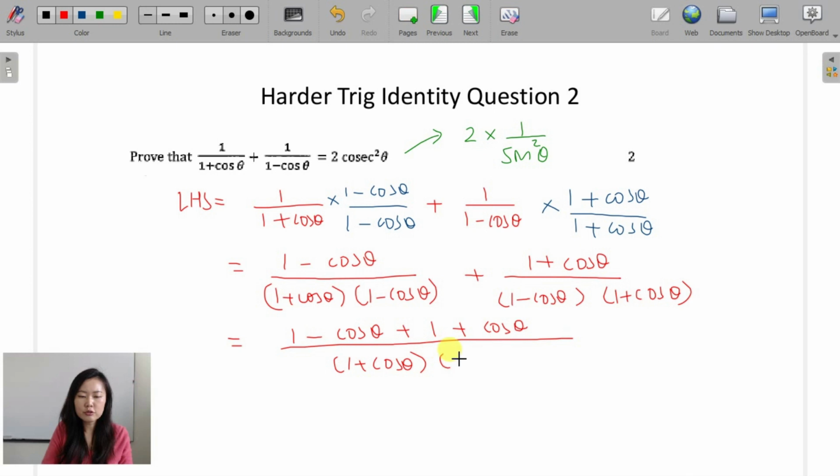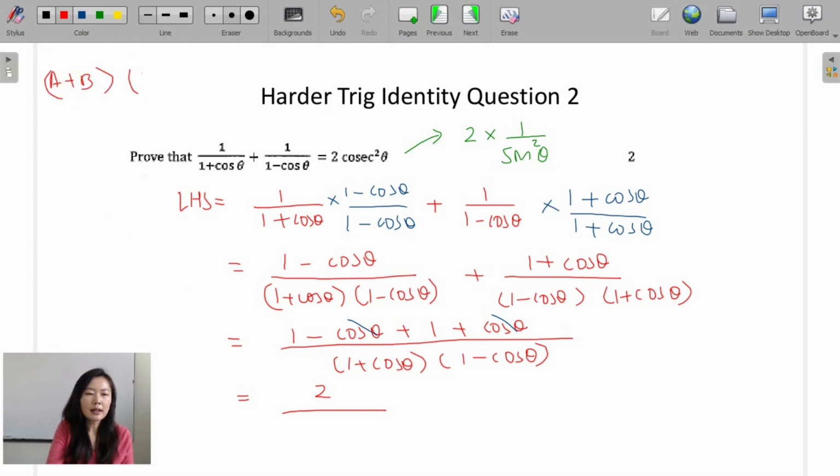I try not to do too many things in one step. Normally, if I was attempting this question, I'd skip a lot more steps, but today it's about you understanding the process, so I'm slowing it down a bit, all right? So the cos theta cancels out. 1 plus 1 is 2. Expand the bottom, that's a difference of two squares. Remember, a plus b, a minus b expands into a squared minus b squared. That's all I'm doing.